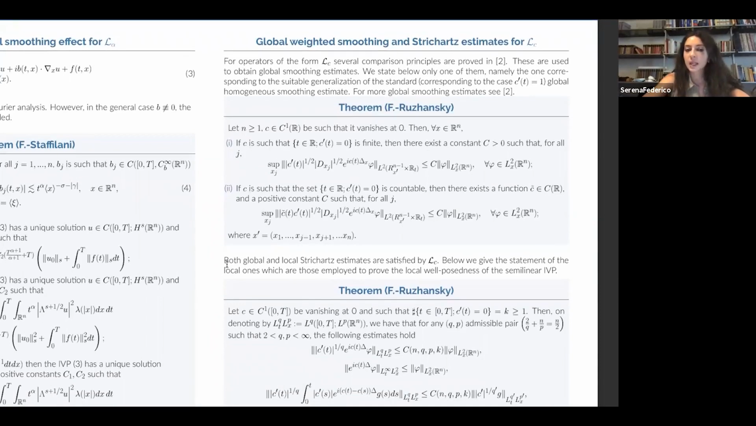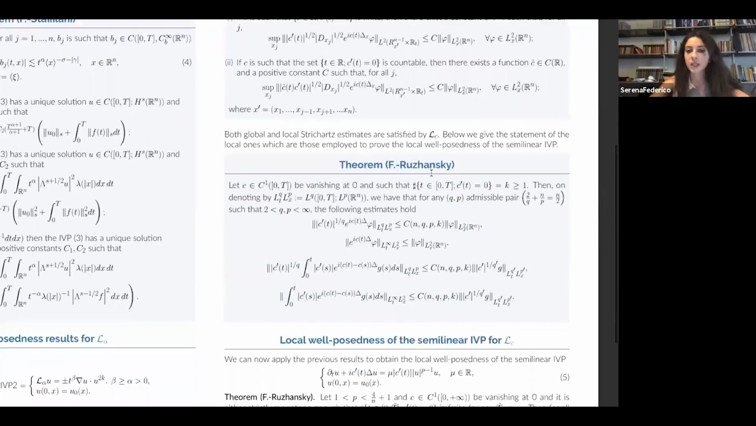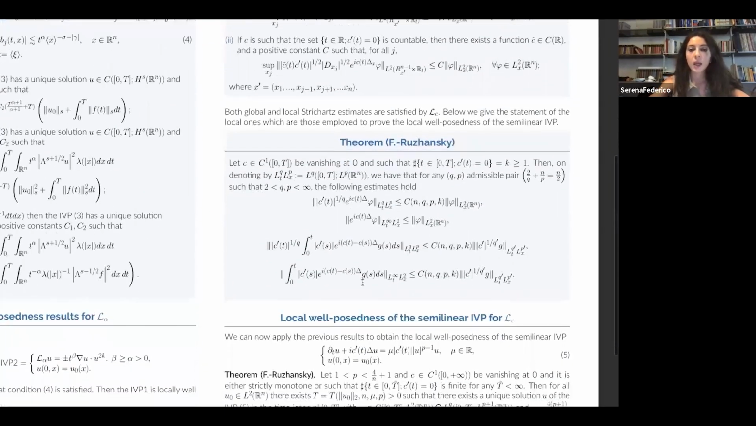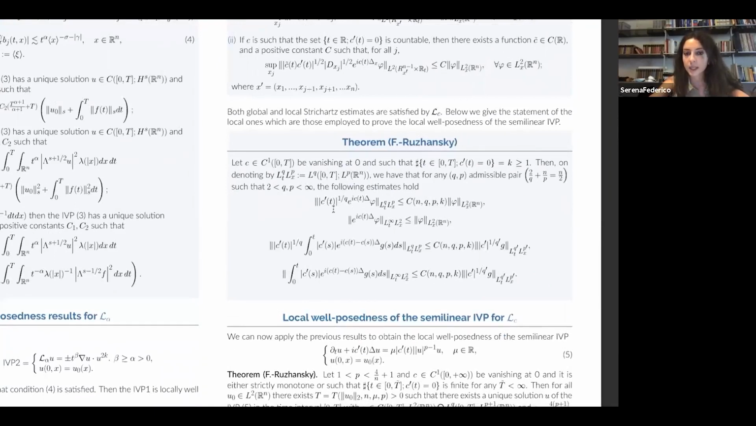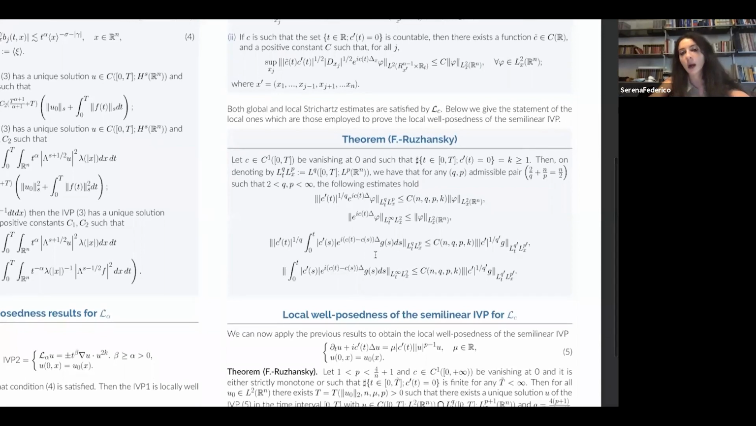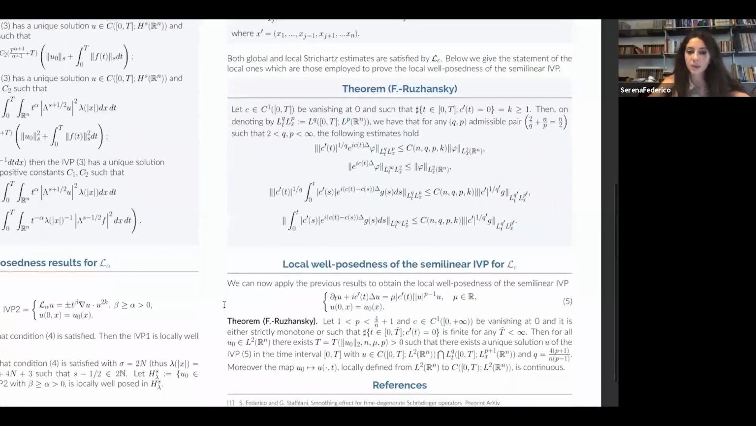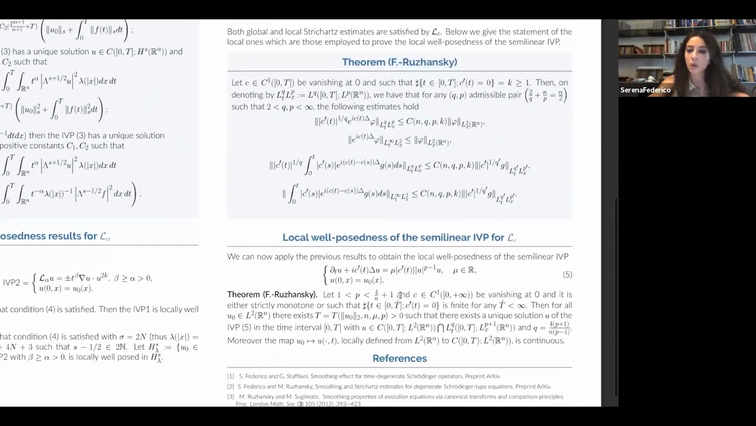For the class LC, we also proved Strichartz type estimates, both global and local. Here in the poster, you can find the statement of the local ones. Again, we have weighted estimates, as you can see here, with the weights depending on the coefficients. The reason why the local version of these estimates is more important is that it is used in order to prove the local well-posedness of this semilinear problem.